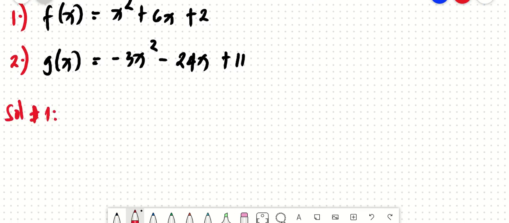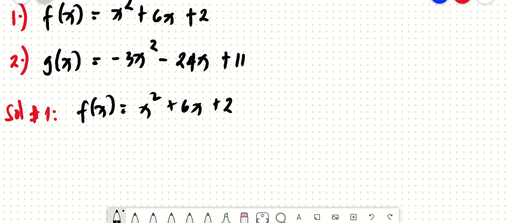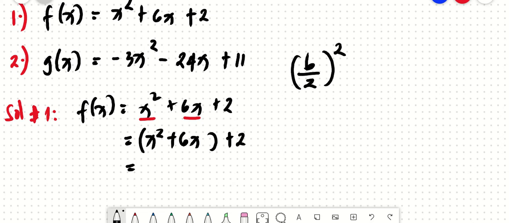Okay, so, again, solution number 1, f of x equals x squared plus 6x plus 2. Okay, so this time, pagsamahin lang natin, class, yung x squared and then 6x sa isang parenthesis: x squared plus 6x, and then plus 2. Okay? And then, as you can see here, apply ulit natin yung b over 2 raised to 2. Diba, to make an equation na perfect square trinomial, ginagamit natin to, b over 2 raised to 2.